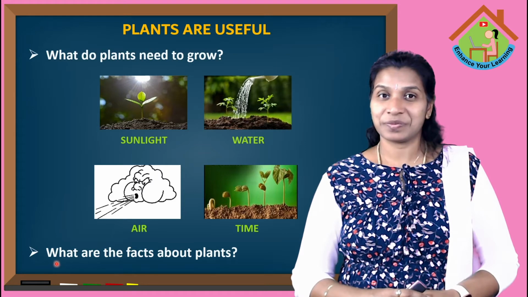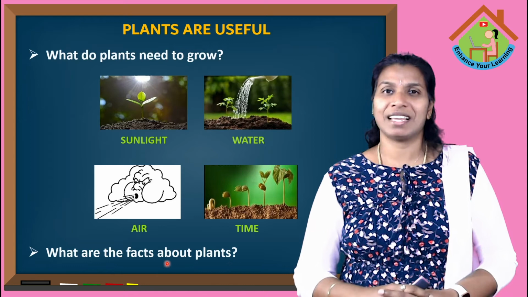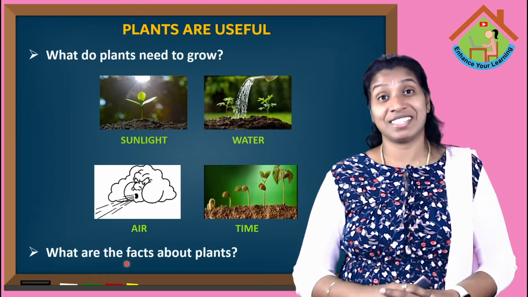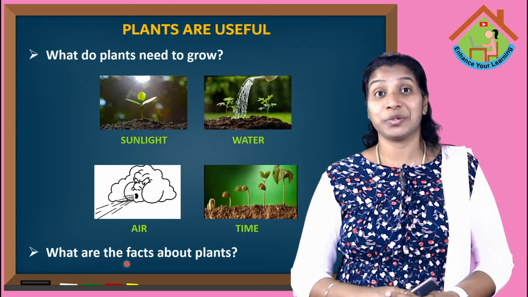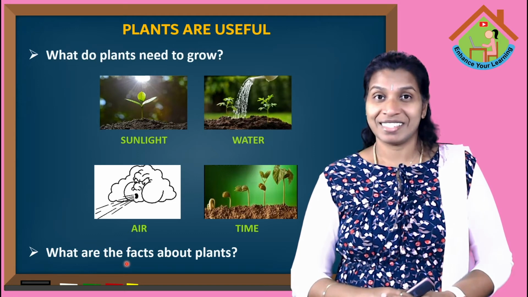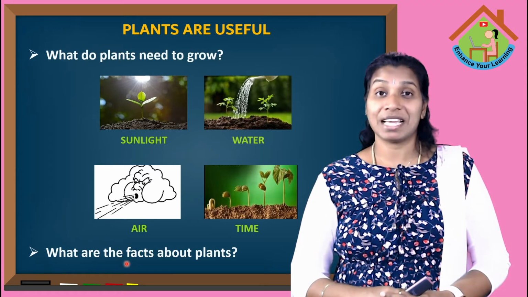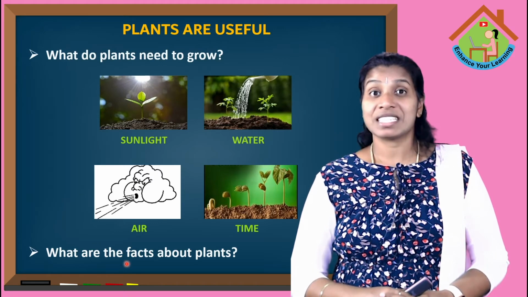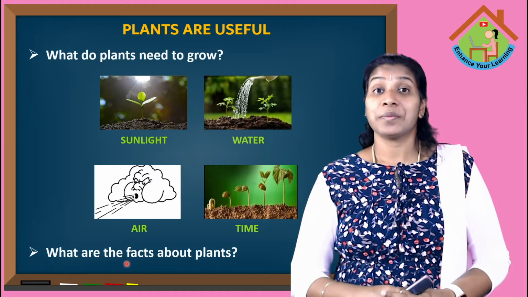Okay, kids? Next, what are the facts about plants? What do you know about plants? There are more than 80,000 species of plants in this world. But 90% of the food humans consume is from only 30 plants. Plants make their own food. And more than 70,000 species of plants are used for medicines.